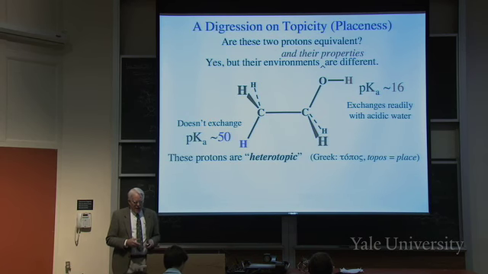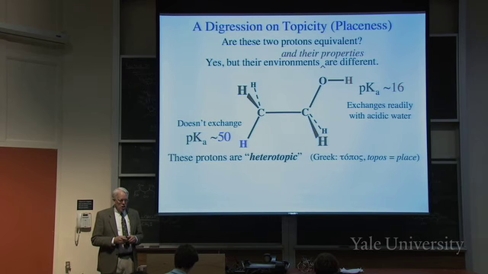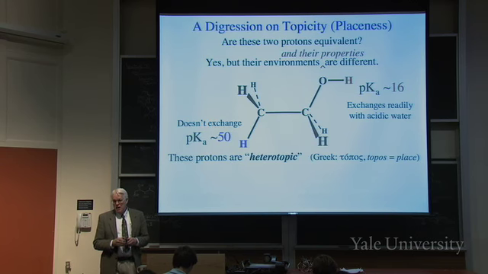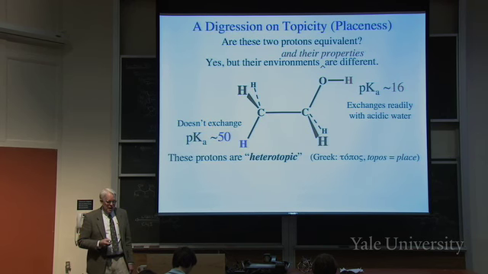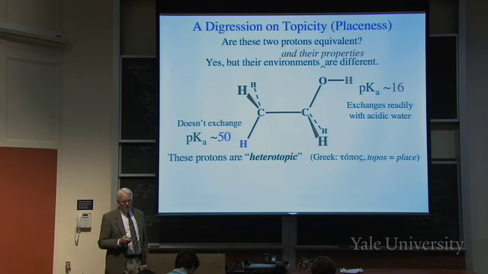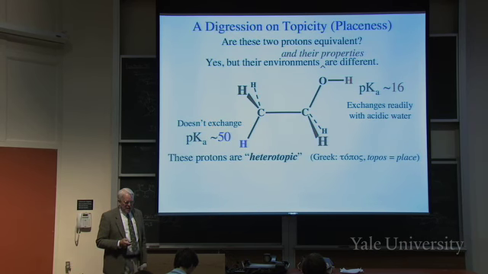So these two protons, the red one and the blue one, the OH and the methyl H, are called heterotopic. Hetero means different, and the Greek topos means place. So they're in a different place. They have different properties because they're in a different place. So topicity comes from the same root, obviously, and it means the placeness of a group. It could be a hydrogen, it could be another group, two groups that appear to be the same but are in different places. So this is a pretty obvious case, but there are cases that are less obvious.